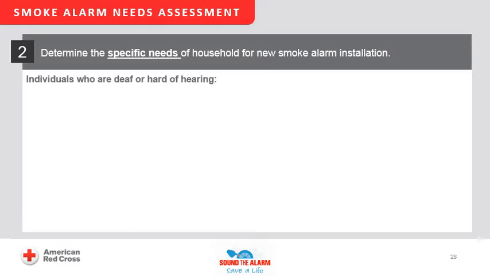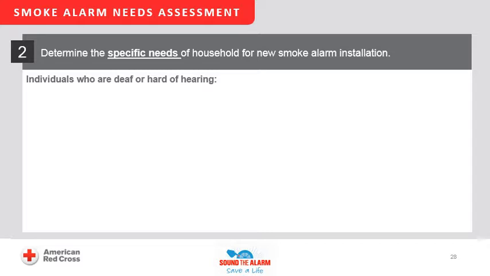2. Determine the specific needs of a household for new smoke alarm installation. Individuals who are deaf or hard of hearing. Individuals who are deaf or hard of hearing are particularly at risk during a home fire because they may not be able to hear the sound of a standard auditory smoke alarm. Delayed notification reduces their chances of getting out of a burning home quickly and safely.